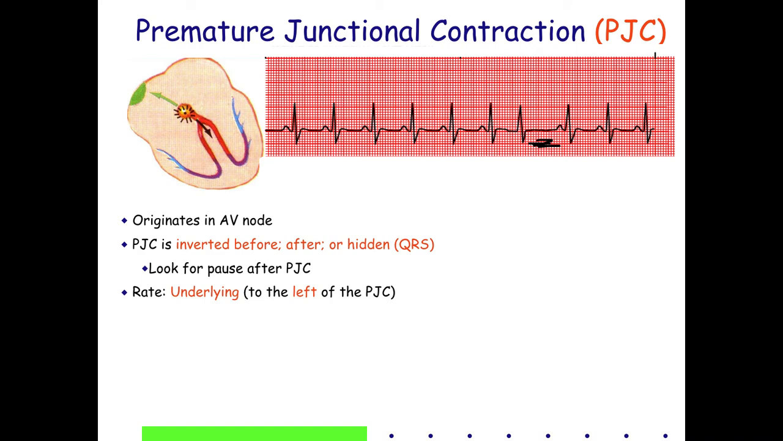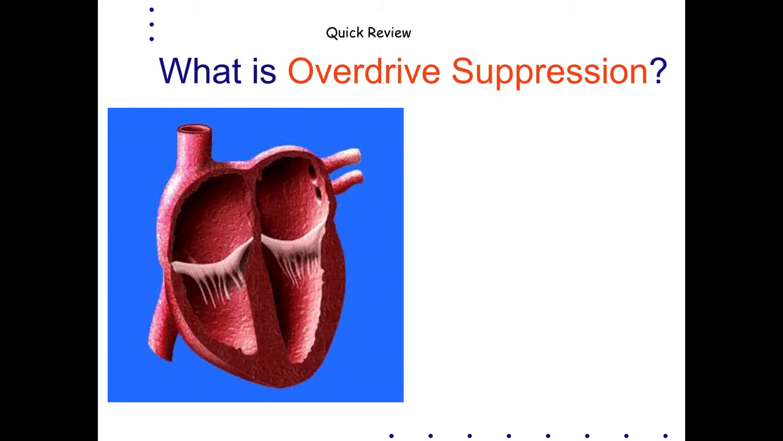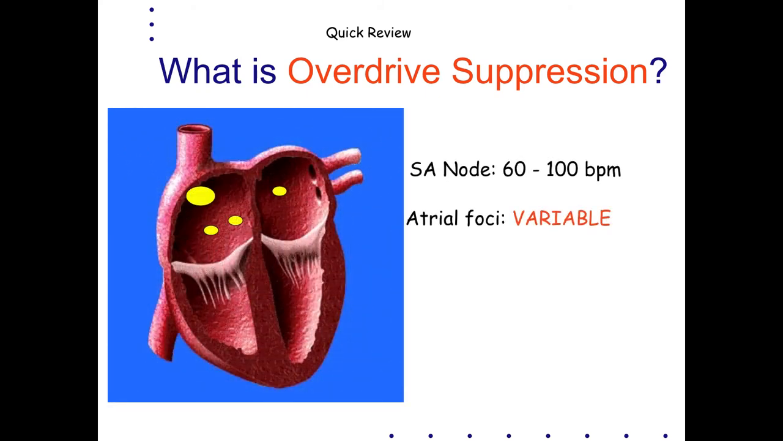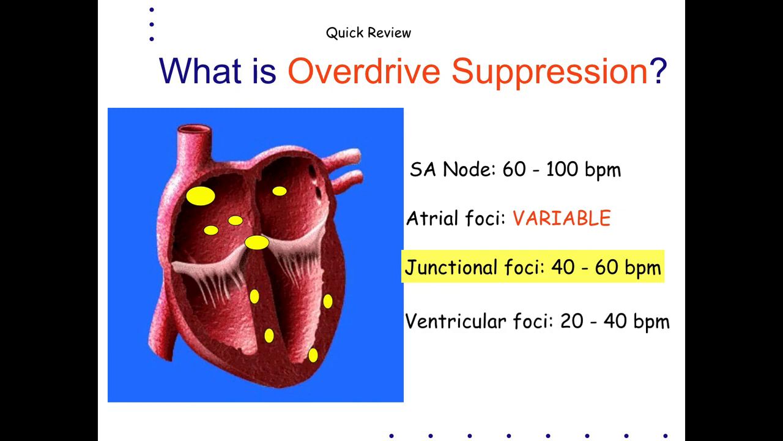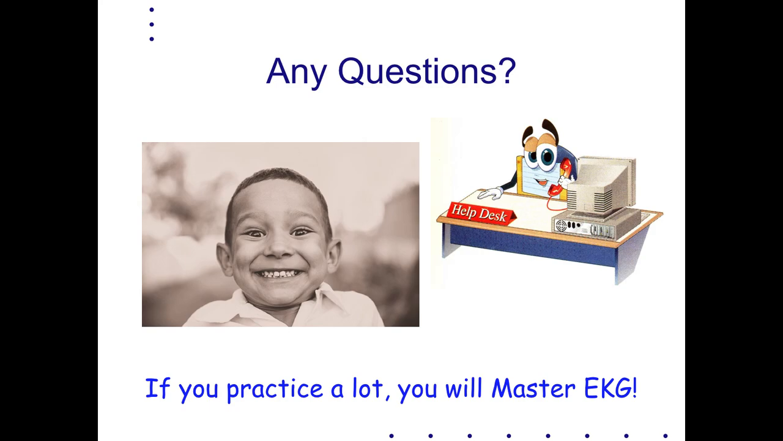Okay, the underlying rate, again, you want to make sure you're reporting that to the left of the PJC. We want to report the underlying rhythm as well. All right, the PRI of the underlying rhythm. Okay, the QRS is normal and is typically normal throughout the entire rhythm, but you definitely want to report the underlying rhythm here. Okay, so let's remind ourselves what overdrive suppression is. Again, we've talked about the SA node, we've talked about the variable atrial foci, but again, here's the junctional foci between 40 and 60 beats per minute. It's not quite as slow as the ventricular foci. Okay, so that was real quick on junctional, so let's keep on moving, team.